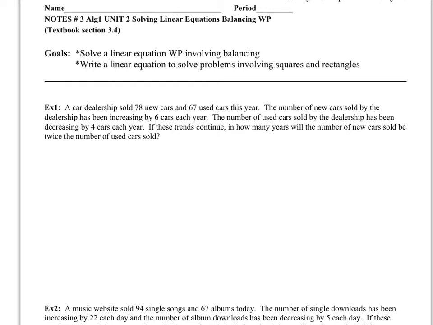So first, I'm going to start just by highlighting some key information. We know that there were 78 new cars sold this year, and that number has been increasing by 6 cars each year. We also know that there were 67 used cars sold this year, and that number has been decreasing by 4 cars each year. And it's asking for when the number of new cars sold will be twice the number of used cars sold. In particular, the question is asking in how many years, so that's going to be our unknown. We're going to let x represent the number of years.